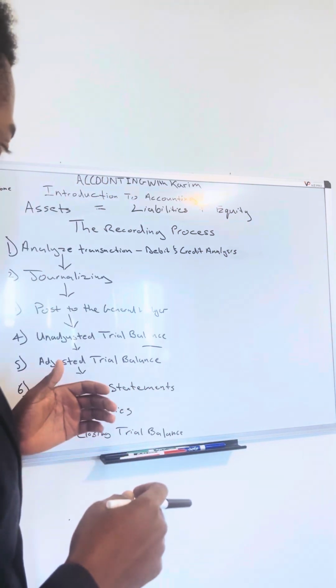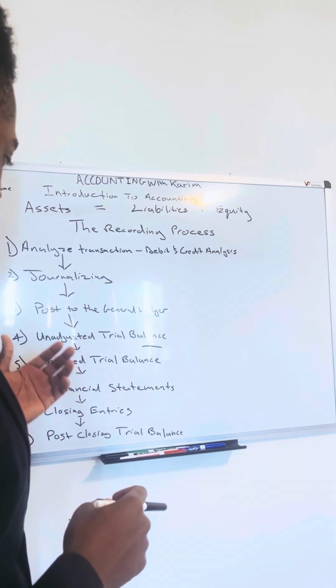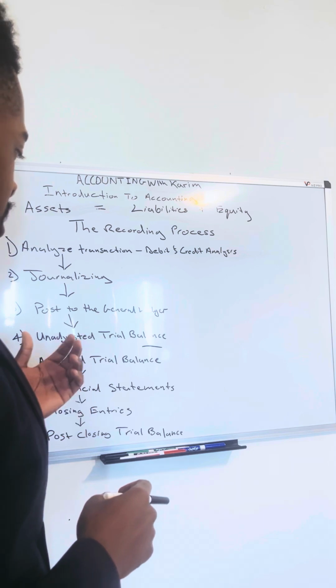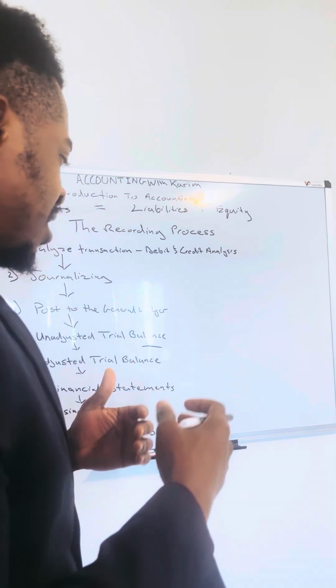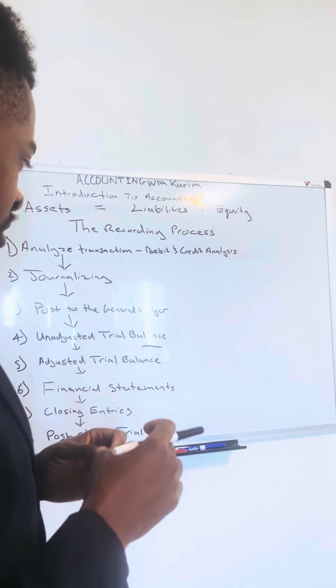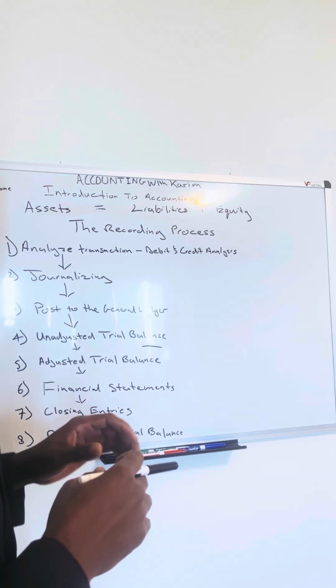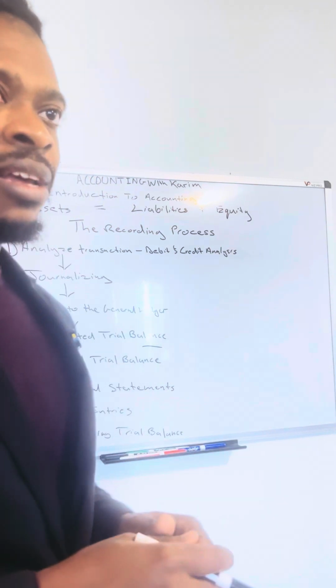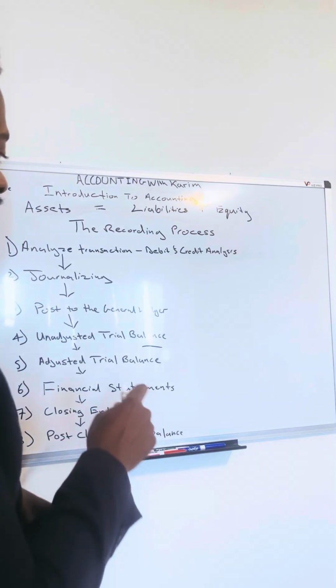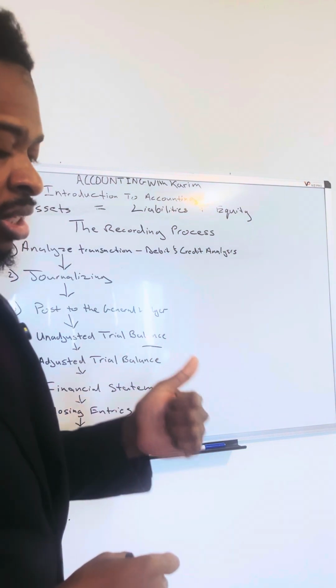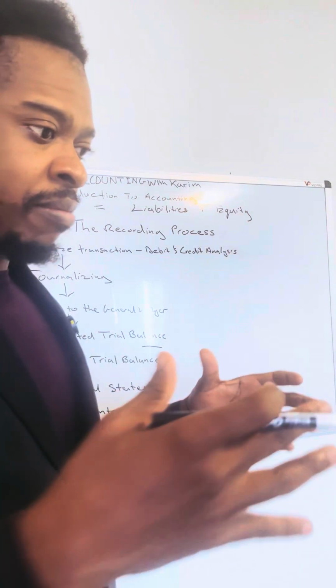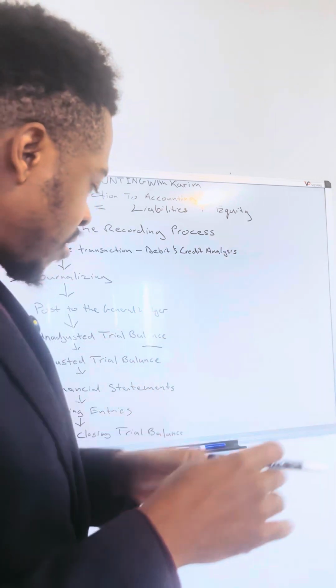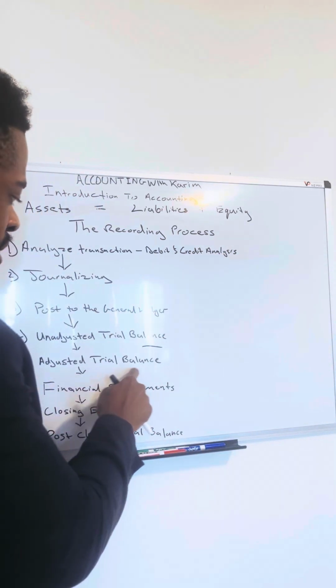And then from step number 3 to step number 4, we have an adjusted trial balance. So the unadjusted trial balance is really because we have a timing difference in accounting. So every month we have to make adjusting entries to bridge the gap between that timing difference. And so then we have the adjusted trial balance.